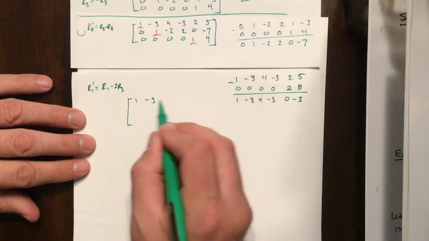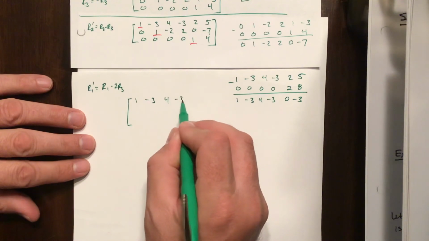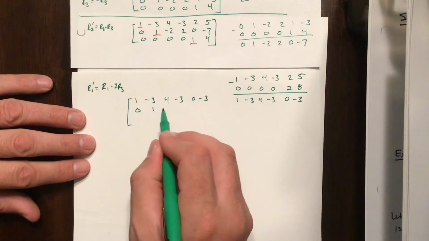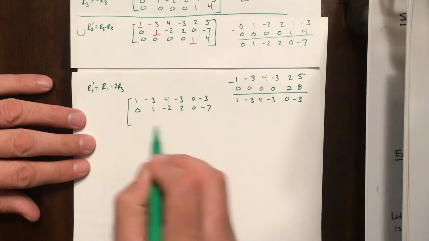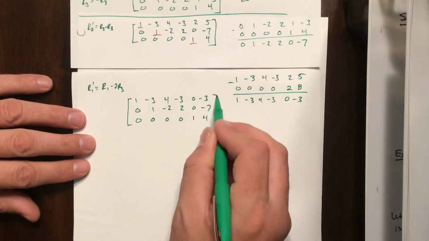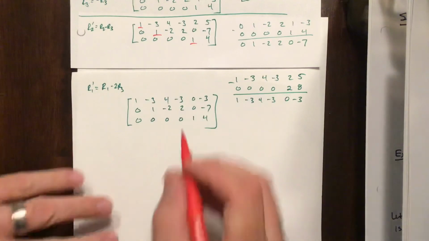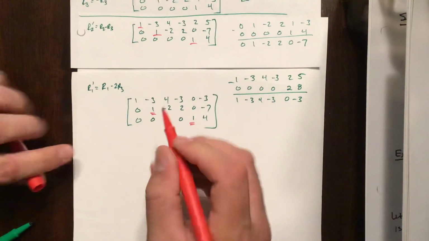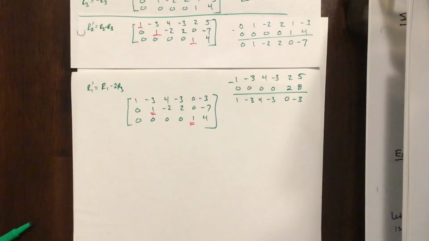1, negative 3, 4, negative 3, 0, negative 3. 0, 1, negative 2, 2, 0, negative 7. 0, 0, 0, 0, 1, and 4. So if you look at this leading one here, actually there isn't anything below it, but there's zeros above. Okay, that is ideal. When you look at this leading one, there's zeros below it, but there's not zeros above it. So we need to correct that.